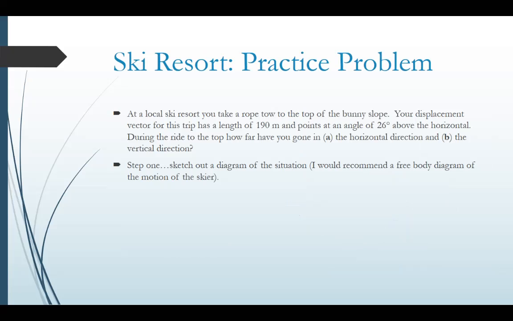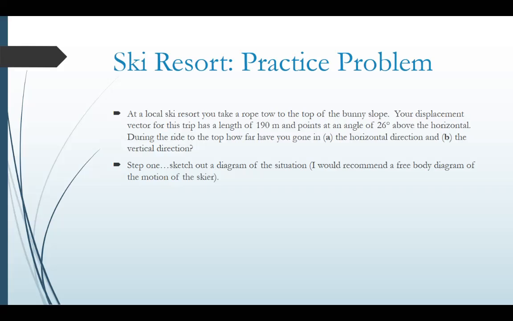Your displacement vector for this trip has a length of 190 meters. So right away, hopefully you're recognizing that this is a distance, and it points at an angle of 26 degrees above the horizontal. So we're not going just horizontally, we're going up and to the right. During the ride to the top, how far have you gone in a horizontal direction, and how much have you gone in a vertical direction? We can use this to find the elevation climbed as you took the tow rope up to the top of the bunny slope.